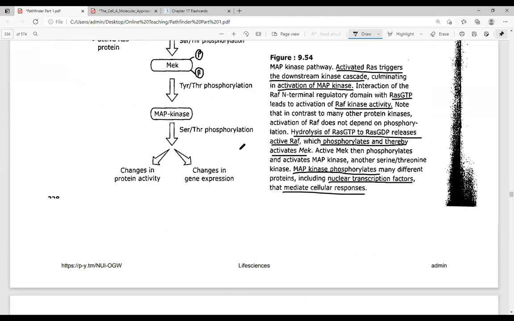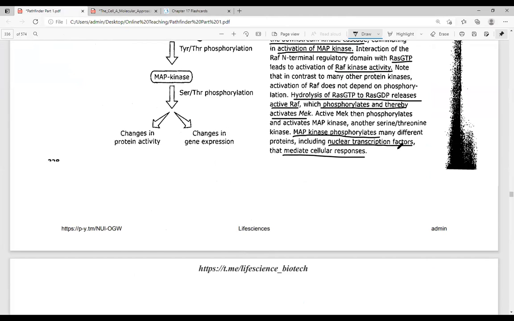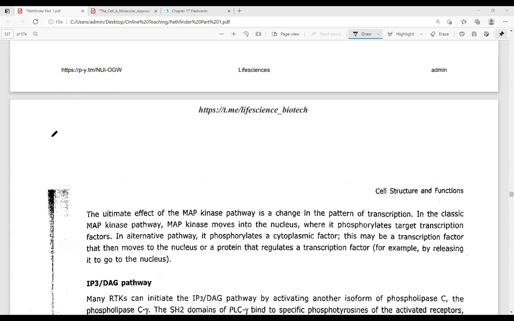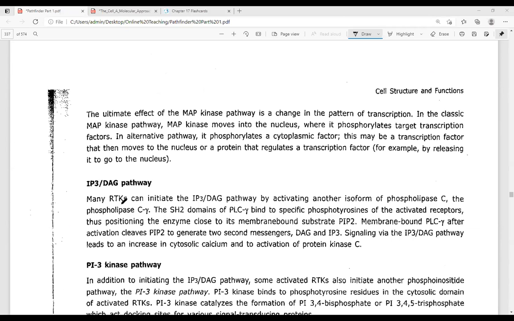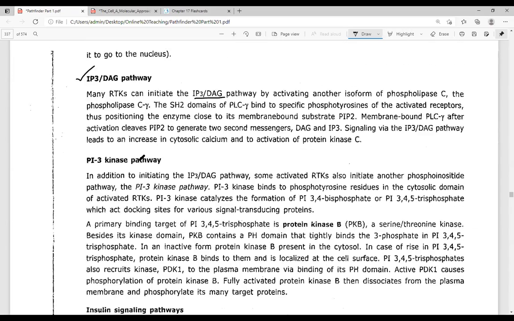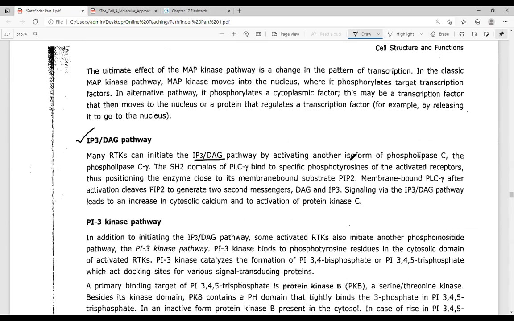This is how the transcription factors are produced, and then gene expression takes place. Now, along with this MAP kinase pathway, there are other pathways that could also take place, referred to as the IP3 DAG pathway, the inositol 1,4,5 triphosphate and diacylglycerol pathway. Many RTKs can initiate the IP3 DAG pathway, as we have seen previously. The IP3 DAG pathway will remain the same.